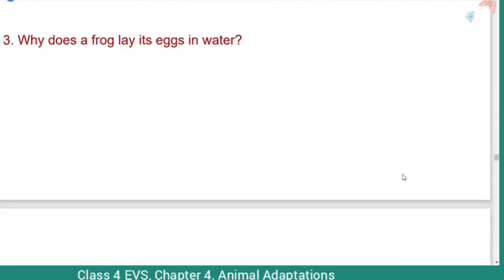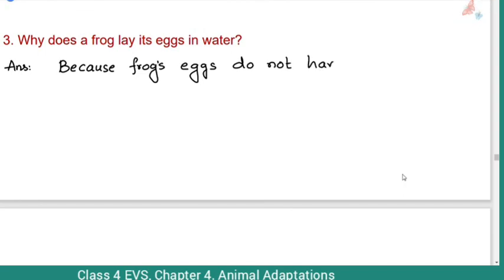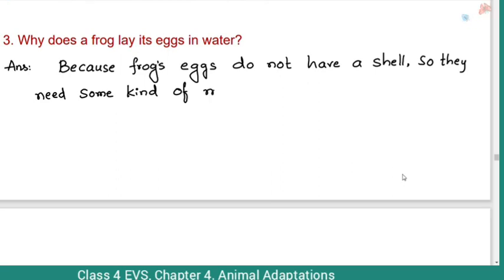Third question, why does a frog lay its eggs in water? Answer, because frogs' eggs do not have a shell, so they need some kind of moisture to keep them from drying out until they hatch.